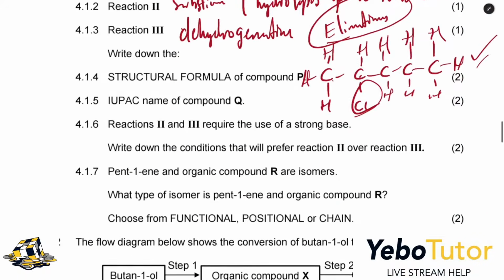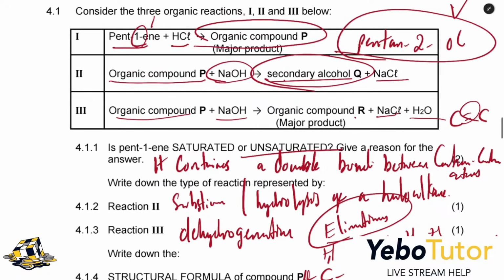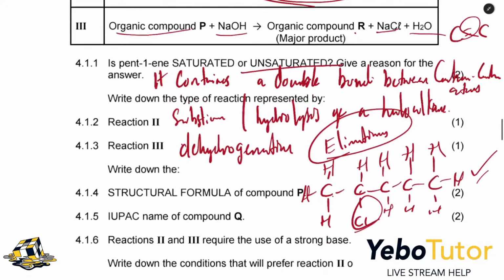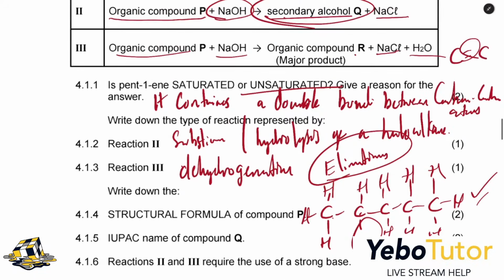Now, write down the condition that will prefer reaction 2 over reaction 3. All right, if we look at reaction 2 and 3, they require use of strong base. So what will make these two different, and what will make us able to choose the condition that will prefer reaction 2 over reaction 3? This is quite not bad, because you still remember those different reactions which we have.